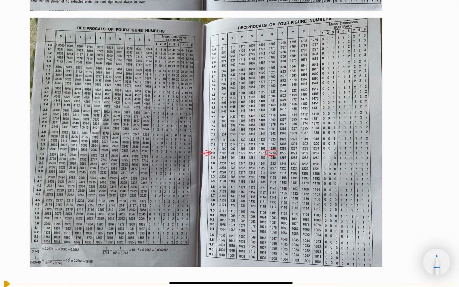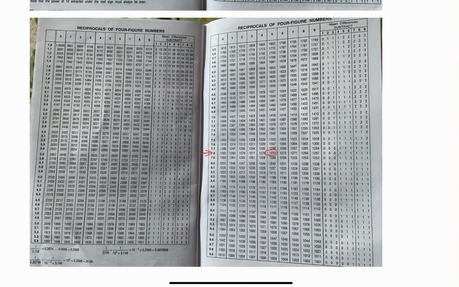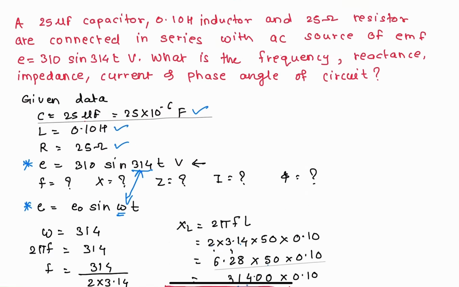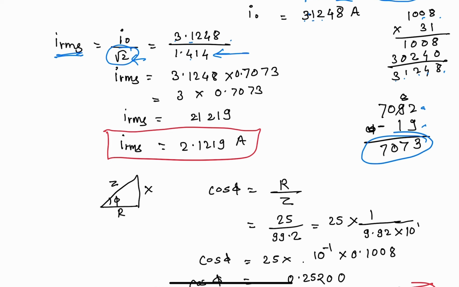19. Okay. So the mean difference you have to subtract. In the earlier case there was no mean difference, so we did not add or subtract it. It is strictly mentioned at the top that you should add or subtract. So in reciprocals we have to subtract that mean difference. So for 1.4, the 4 in the 1, it's 7092 minus 19. So its answer is 7073. So the answer you have to write is 0.7073.